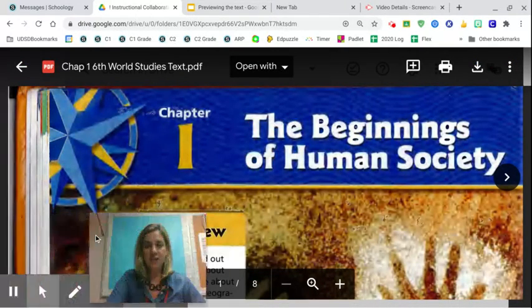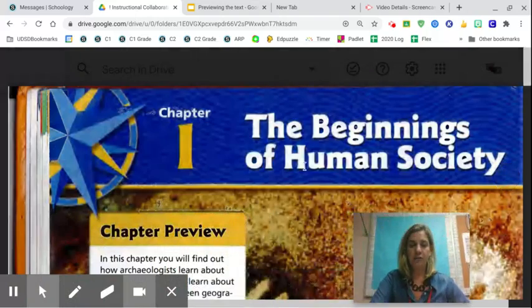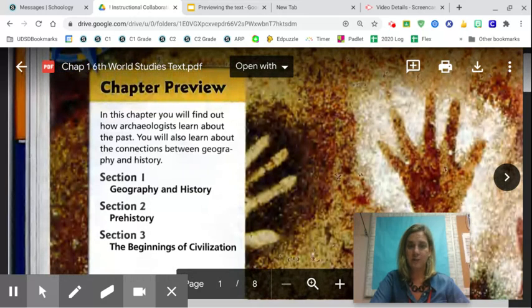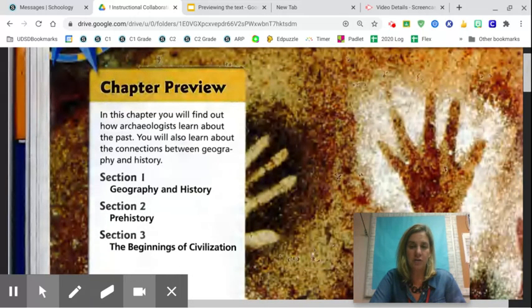So on page 8, we have this chapter preview, which is so great because it gives us an idea of what the whole chapter is about, right? The previewing is partially done for us. So let's take a look. In this chapter, you will find out about how archaeologists learn about the past. You will also learn about the connections between geography and history.